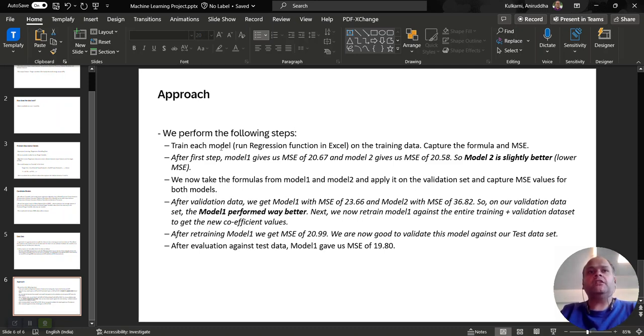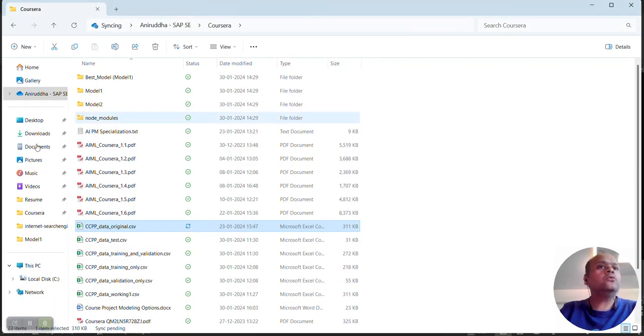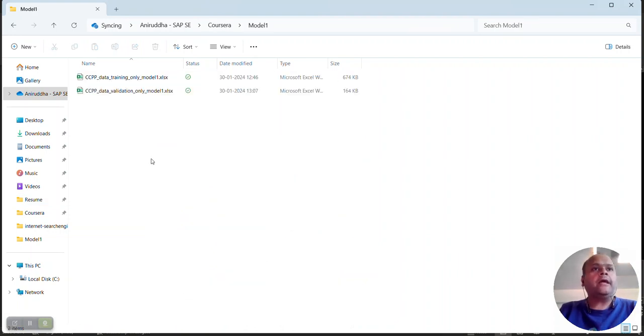We have to train each model. So we have two models, which means we have to run the regression function in Excel on the training data and capture the mean squared error for each of the models. So let's go into model one, and this Excel contains the training data.